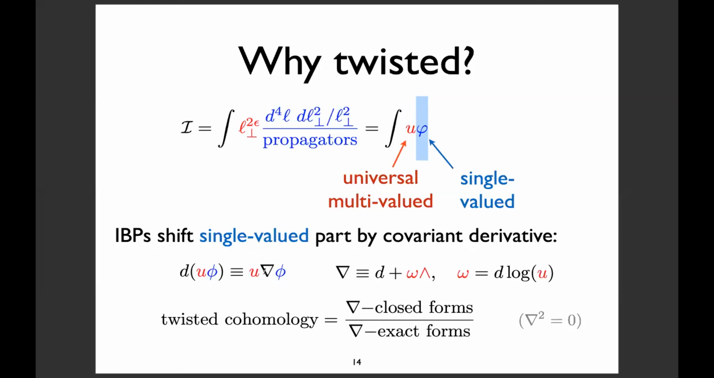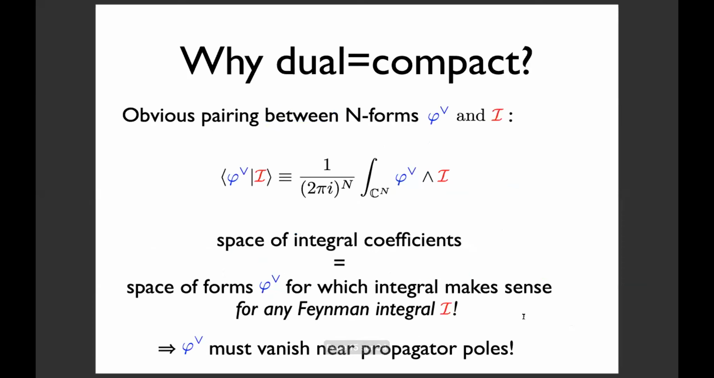So if you focus on the single valued form, then what we're interested in is forms that are closed under the covariant derivative modulo those that are exact. So that's just twisted cohomology. It's just the usual covariant derivative thing. And the form is exact, so we still have nabla squared equals 0.